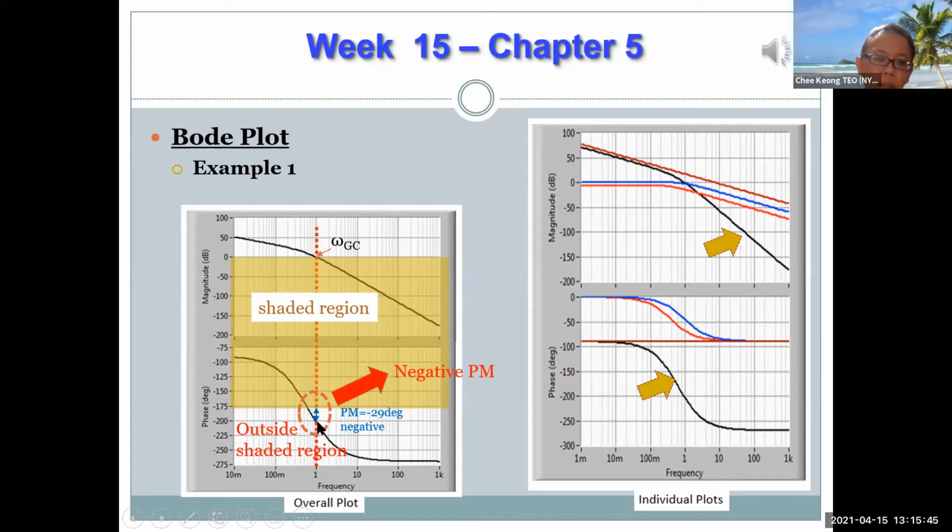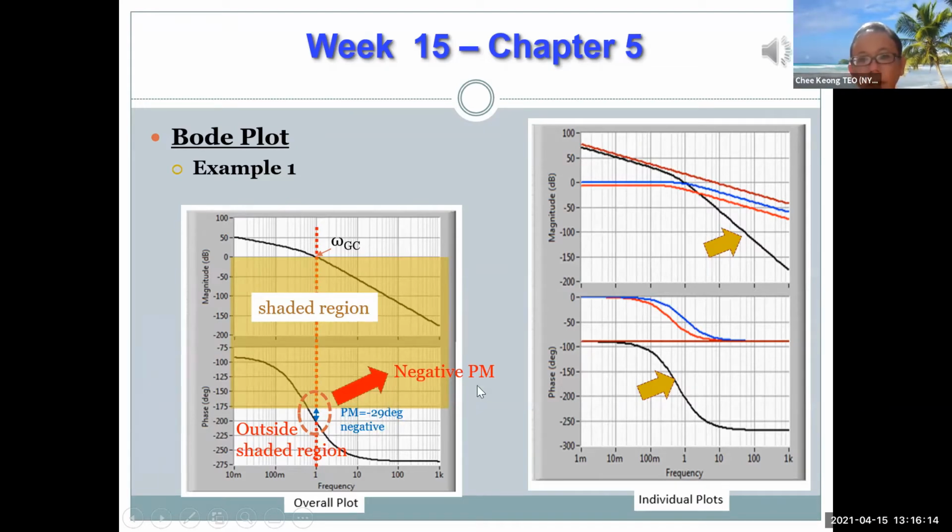When it cuts your phase, it looks like it is close to minus 200, and you check back to the reference of minus 180 degrees, which is actually a phase margin of minus 29 degrees. Now, why minus? Because this time the phase margin is outside the shaded region, and the shaded region is basically bounded by the 0 dB point and the minus 180 degrees point. So this is the shaded region. Now it is outside the shaded region. So therefore, it is a minus phase margin, right?